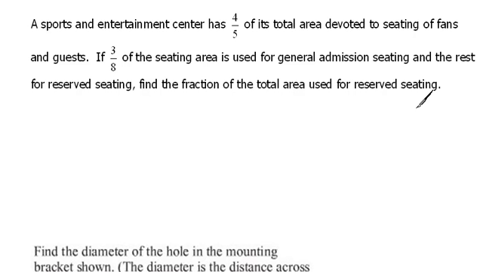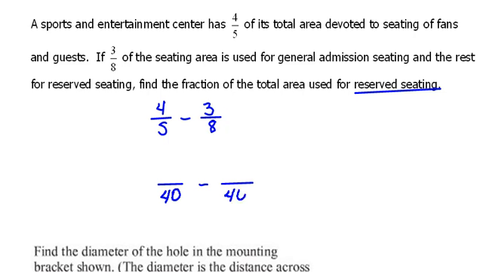Well, if we start off with 4/5 of this area, and we know that 3/8 of that is general admission, if we were to subtract 3/8, then what we have left would have to be the reserved seating. So now we need to find a common denominator. Between 5 and 8, our common denominator would be 40. That's the first thing that both 5 will go into and 8 will go into.